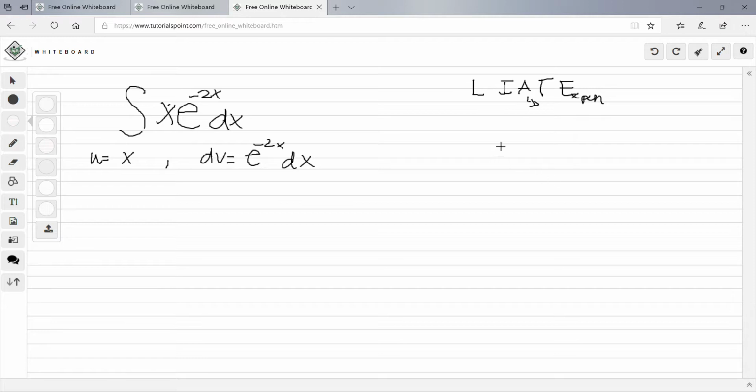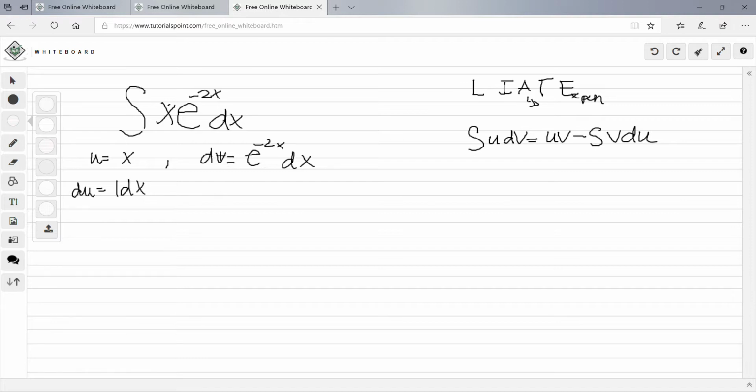Remember, I'm using this rule: the integral of u dv equals uv minus the integral of v du. That's why we have to find our u and our v. The dv always has a dx. Now we have to find the derivative of u, or du, which is just 1, and when you take the derivative you always have to put a dx.